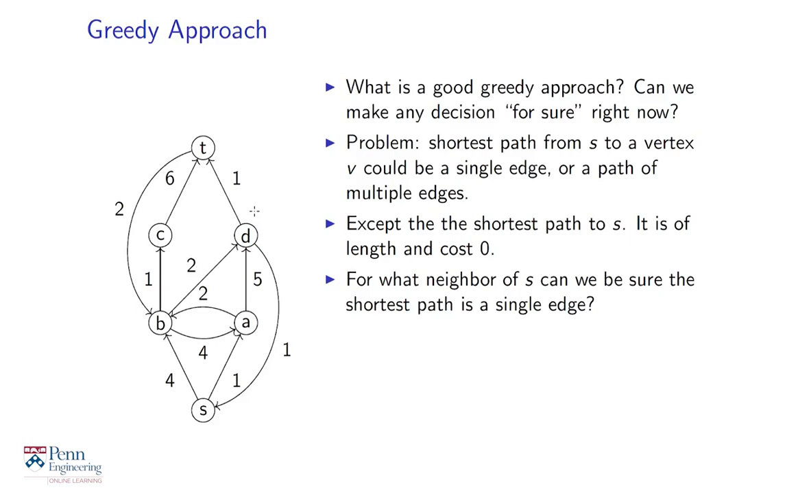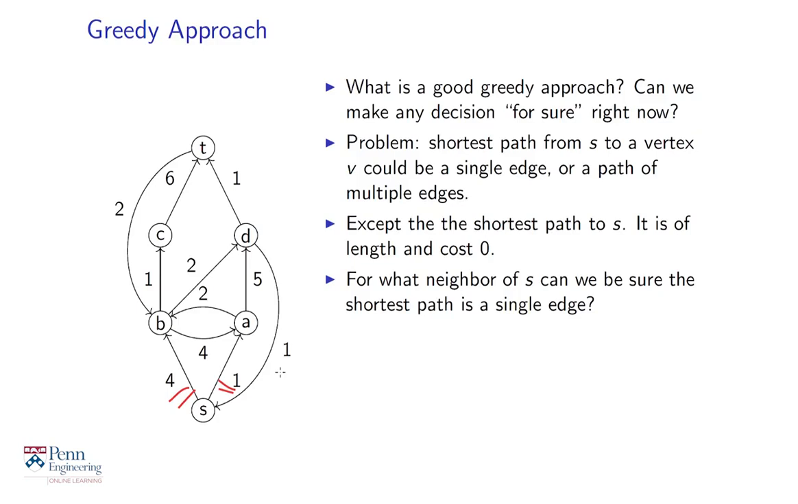Specifically, is there a neighbor of the node S for which we can be sure the shortest path is a single edge? So if you look at this picture here, S has outgoing edges to two vertices, to B, this is the outgoing edge to B, and this is the outgoing edge to A. Notice that the edge from D to S is incoming into S, so we can't use that to get out of S. So S has two outgoing edges, SB and SA. Can we be sure that one of them is in fact the shortest path to that vertex, B or A?